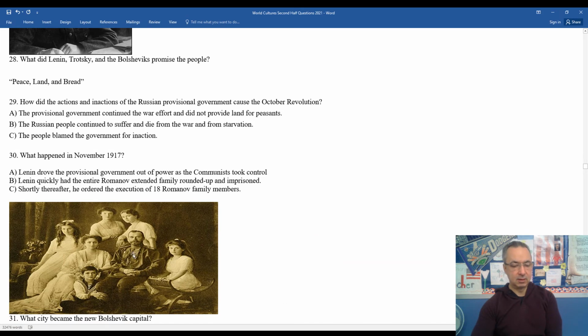That's Tsar Nicholas II there. That's little Nikki, who had hemophilia. The youngest of the girls is Anastasia. You're probably familiar with her.